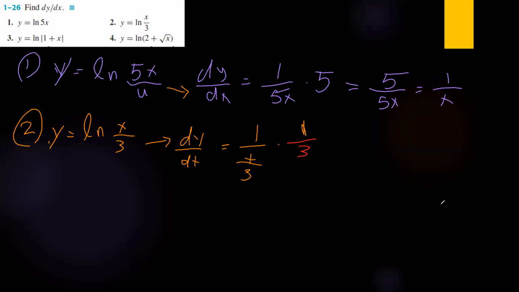Then 1 over x over 3 is 3 over x, because I'm talking about its reciprocal, flip it, times 1 over 3. 3 cancels 3, so its derivative will be 1 over x. Is it clear? Yes, teacher.